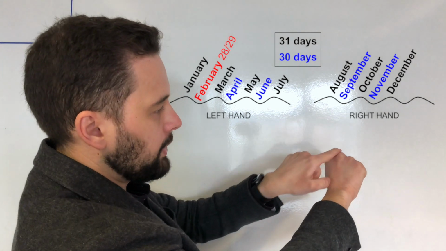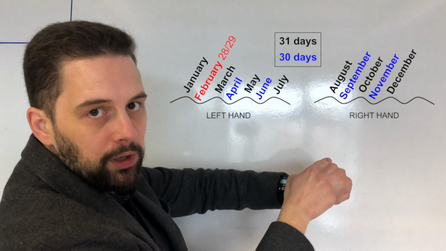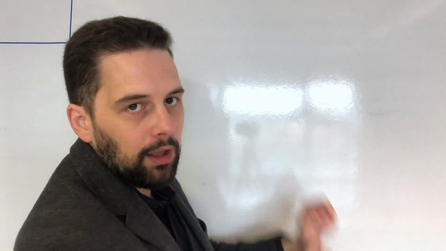So if it's between your knuckles, then it must be 30 or February, which is different. If it's a knuckle, then it must be 31.